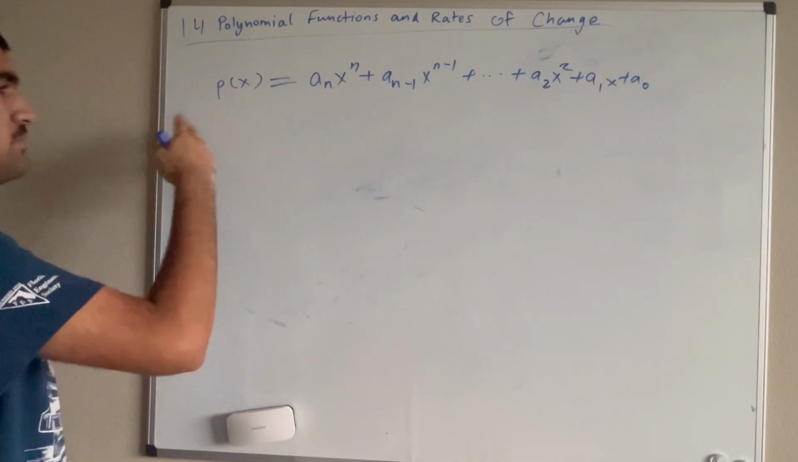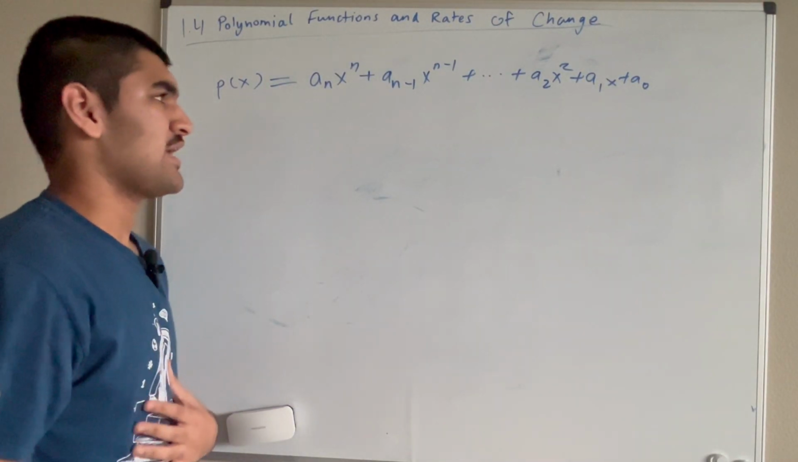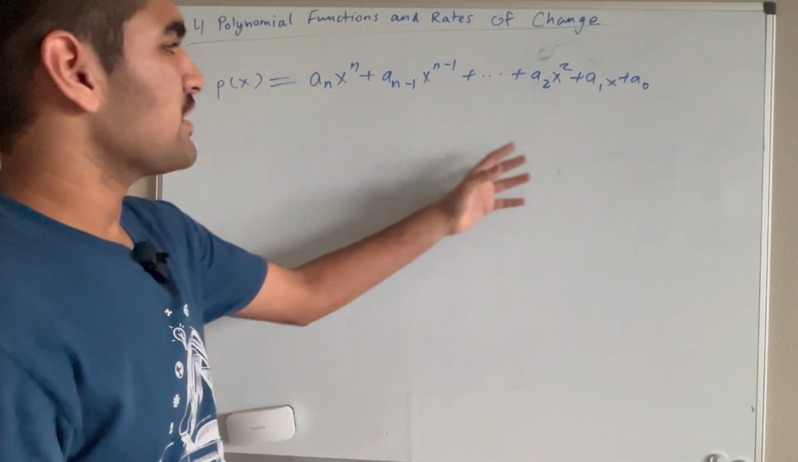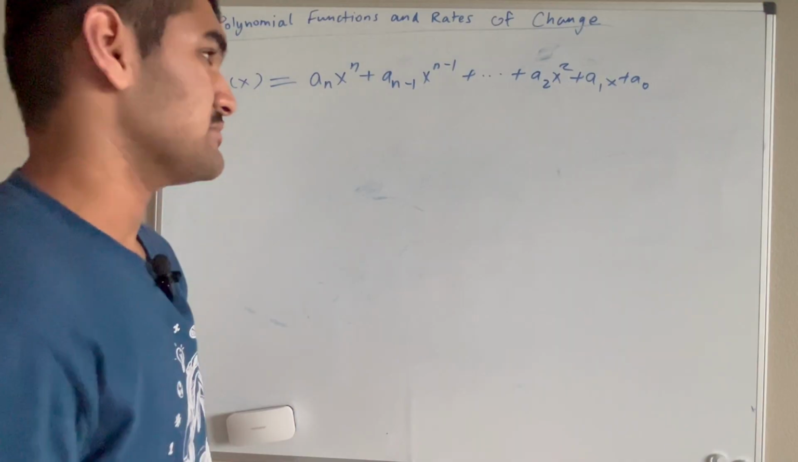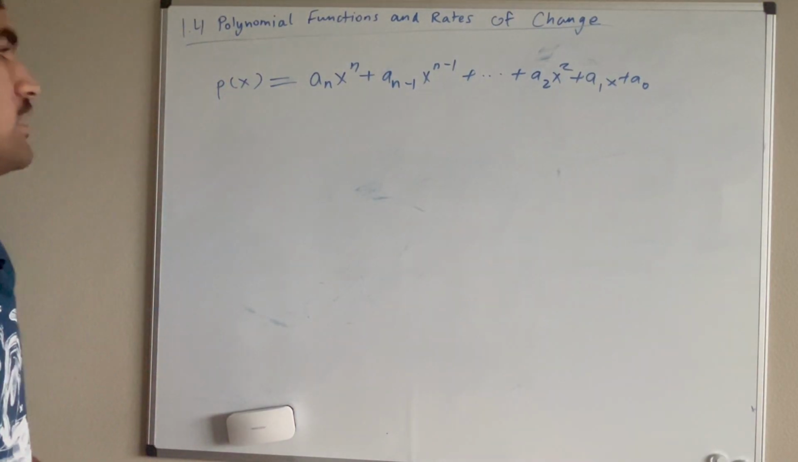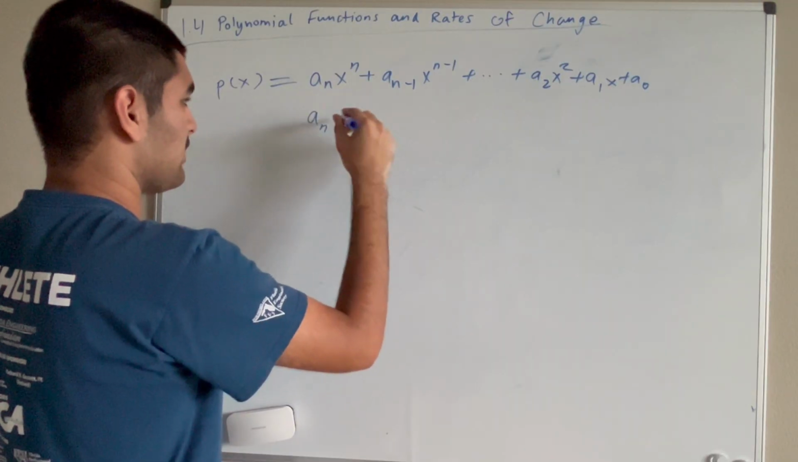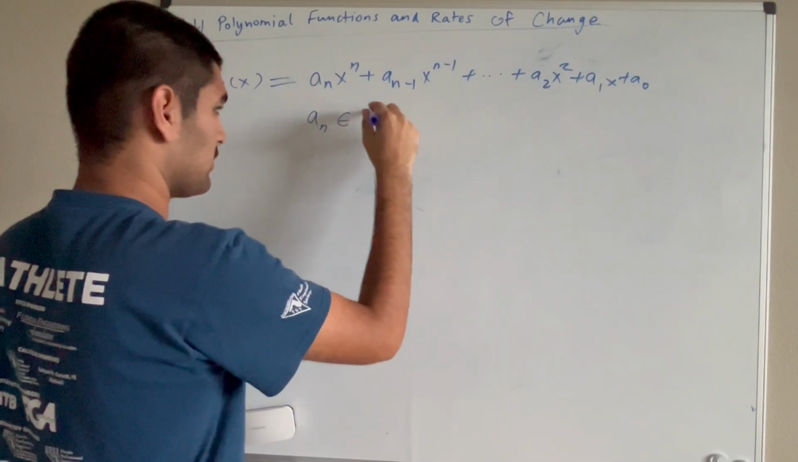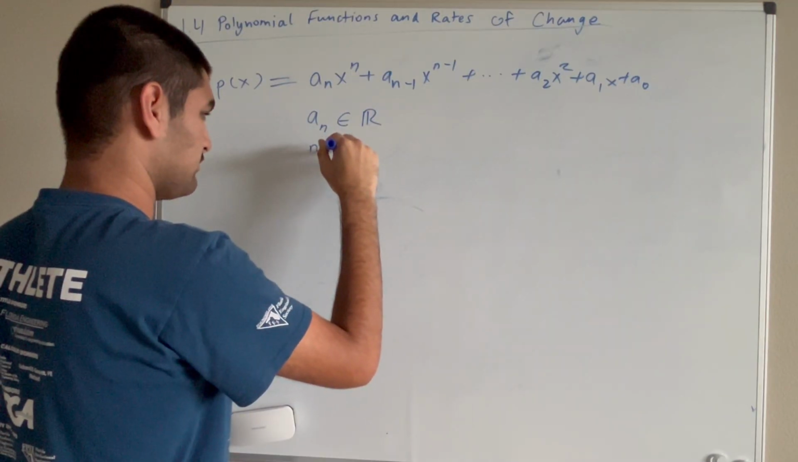Okay, so you have p of x equals a sub n x to the n plus a sub n minus 1 x to the n minus 1 all the way to a sub 2 x squared plus a sub 1 x plus a sub 0. Okay, and in this formula, a sub n must be a real number and n must be a whole number.